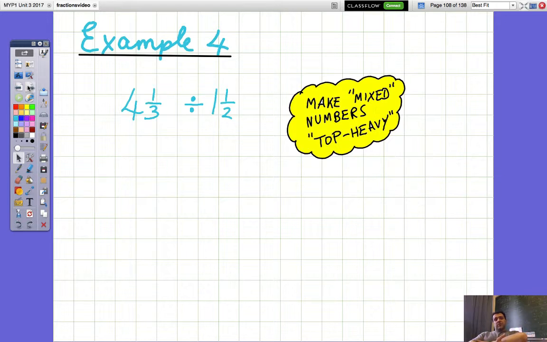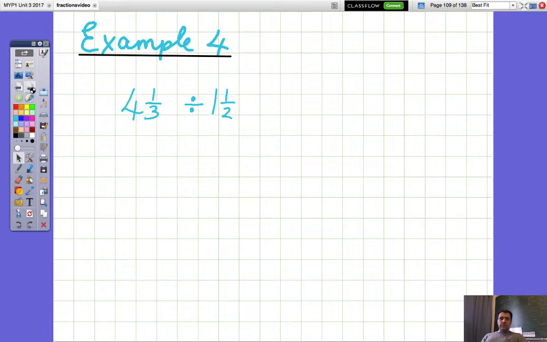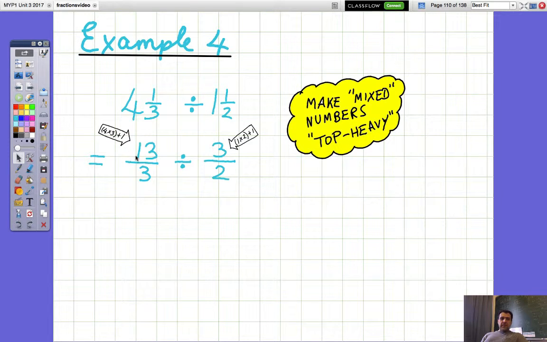And another example, example 4. 4 1/3 divided by 1 1/2. So the first thing I need to do is make those top heavy. So 4 1/3 needs to be written as a big fraction over 3, and 1 1/2 needs to be written as a big fraction over 2. So that gives me 13/3. 4 times 3 is 12, plus the extra 1 makes 13. And 3/2. 1 times 2 is 2, plus the extra 1 makes 3.